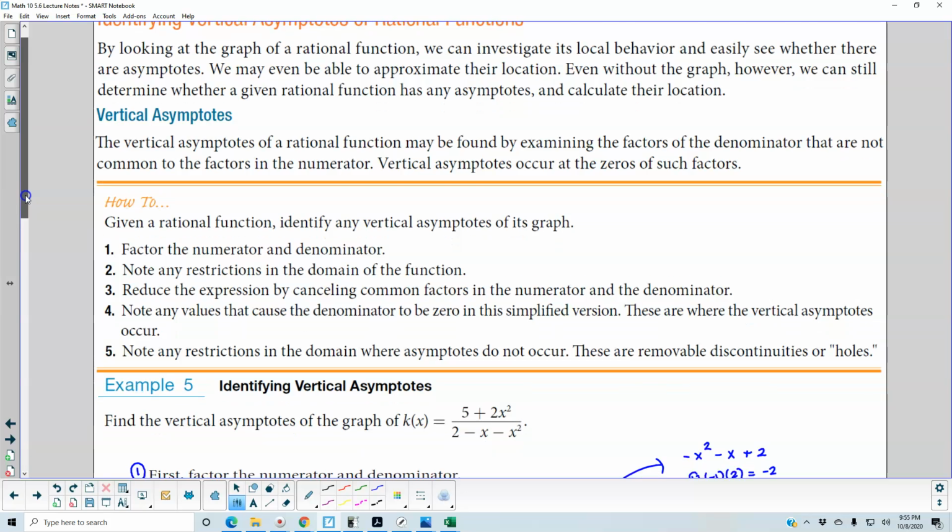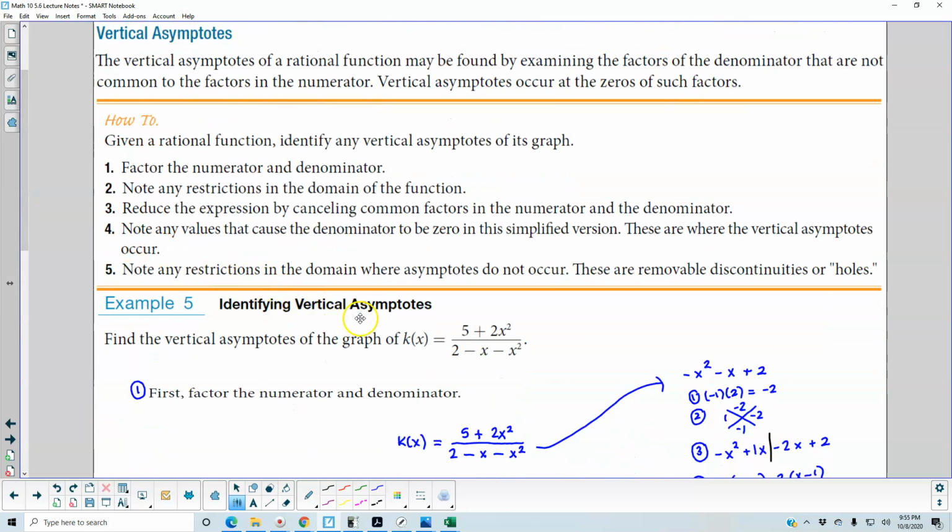Now for example 5, we want to identify vertical asymptotes. We want to find the vertical asymptotes of the graph k of x, which is equal to 5 plus 2x squared over 2 minus x squared. So the first thing we want to do is factor the numerator and denominator. If we look at the numerator, it's already in simplified form. There aren't any common factors between those two terms, 5 and 2x squared, so we cannot factor anything out there.